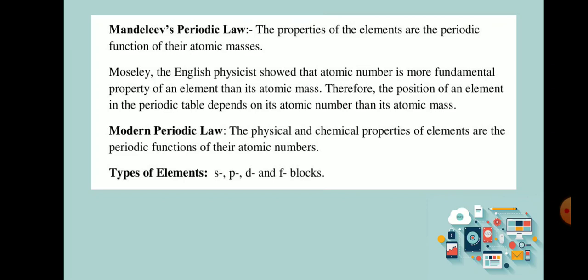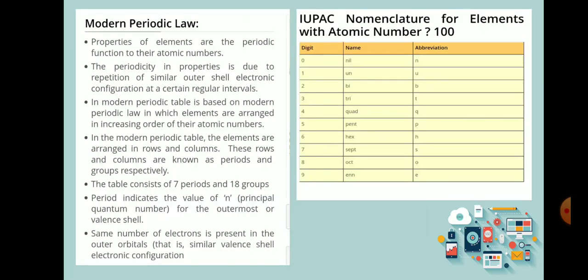Types of elements. There are 4 types of elements. They are s block elements, p block elements, d block elements, and also f block elements. Modern periodic law states that the properties of elements are the periodic functions of their atomic numbers. Second, the periodicity in properties is due to the repetition of similar outer shell electronic configuration at certain regular intervals. Third, the modern periodic table is based on the modern periodic law, in which elements are arranged in increasing order of their atomic numbers.